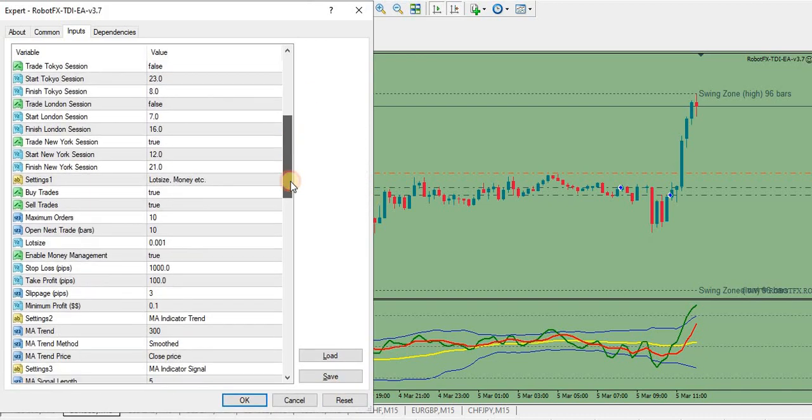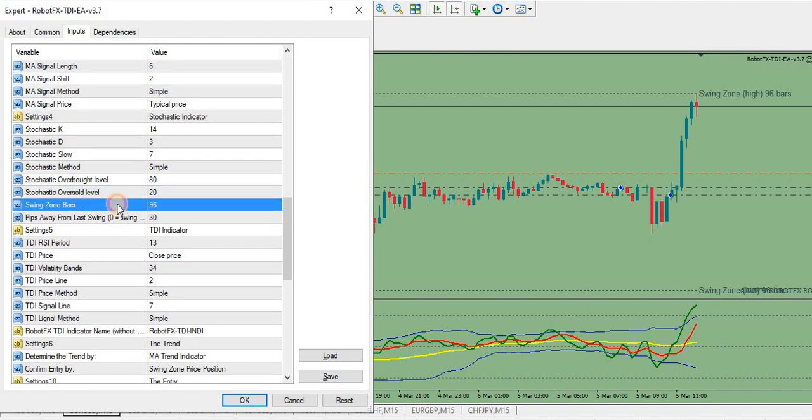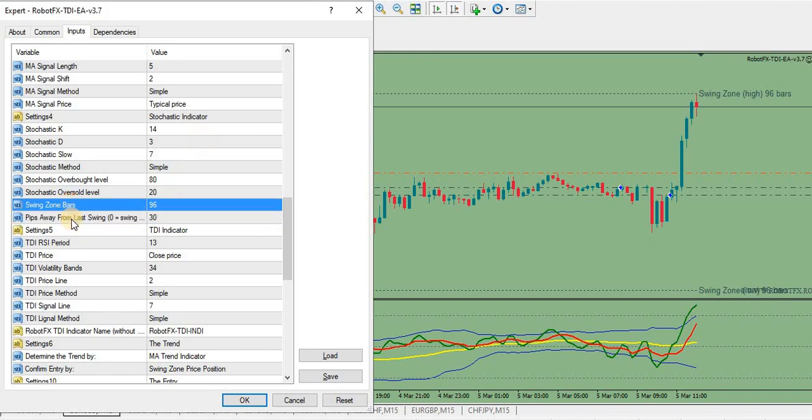But let's go back to our first chart, Euro USD. So we have the stochastic settings. Go through them, attach the stochastic on the chart if you want. And then we have the swing zone bars and the pips away from last swing. This is the same criteria that we use in our other EAs. What does that mean? The swing zone bars is basically a period of time. On this chart it is 96.